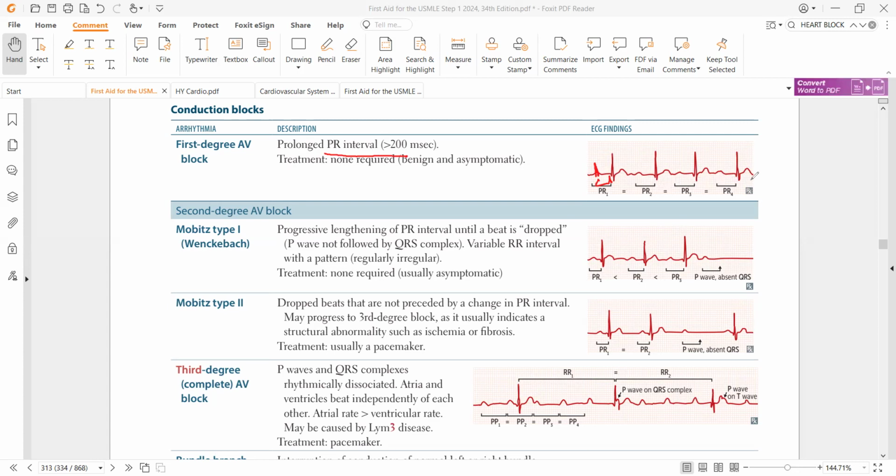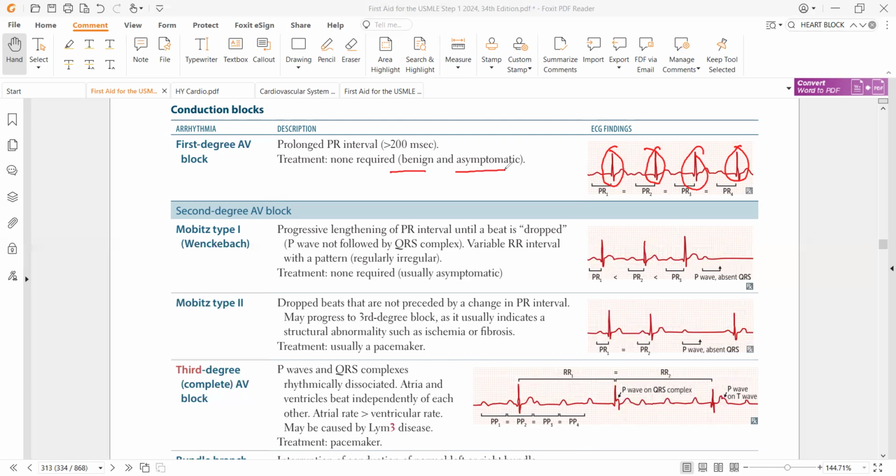And then notice there is no drop beat. What is the meaning of a drop beat? You find that each P wave is followed by a QRS. The only thing is the prolonged PR interval, more than one large box on the ECG. Right? So it is benign and asymptomatic.